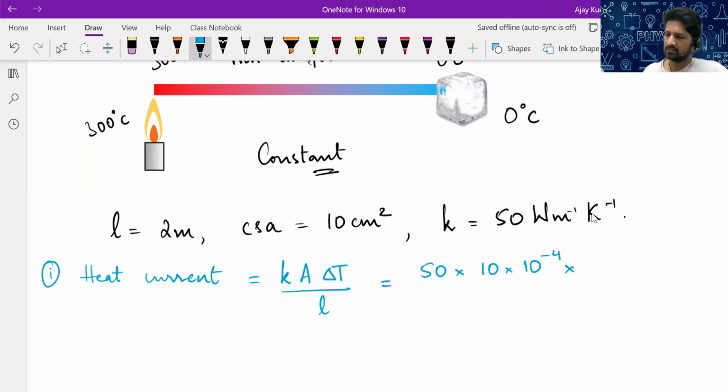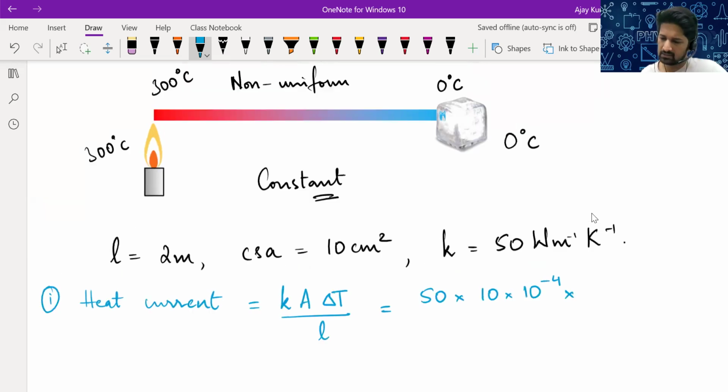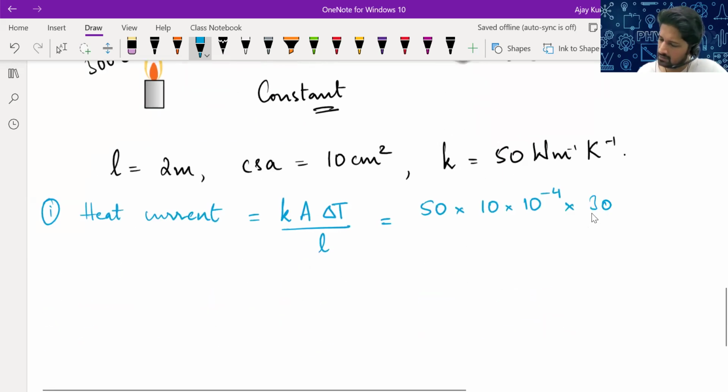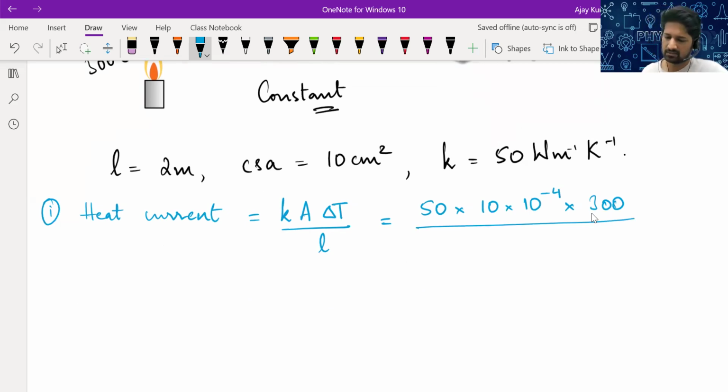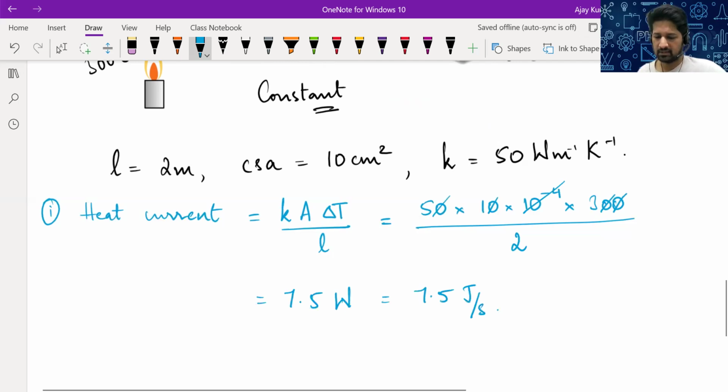Next is the temperature difference between the 2 points between which you want to find out heat current. 300 minus 0, temperature difference is 300 units. Difference in temperature will be the same in Kelvin units as well as Celsius units. So you can write 300 directly divided by the distance through which heat has to pass, 2 meters. Simple. So 10 power minus 4 and 4 zeros can be cancelled. 5 threes is 15 by 2 is 7.5. So 7.5 watts is the heat current, or 7.5 joules per second. Aishwarya, is this clear? Any doubt?